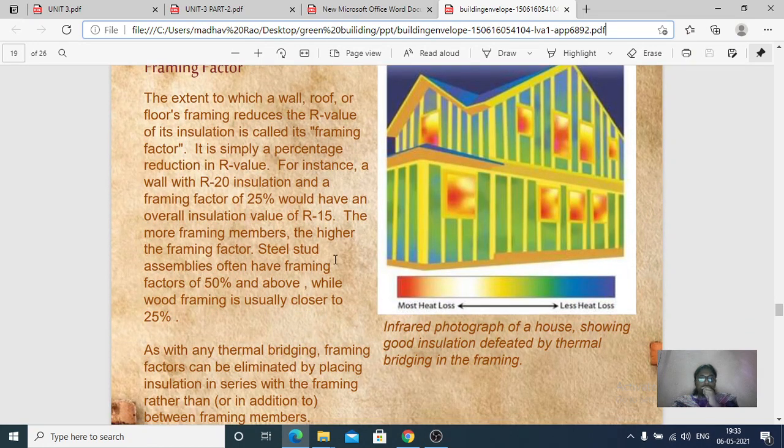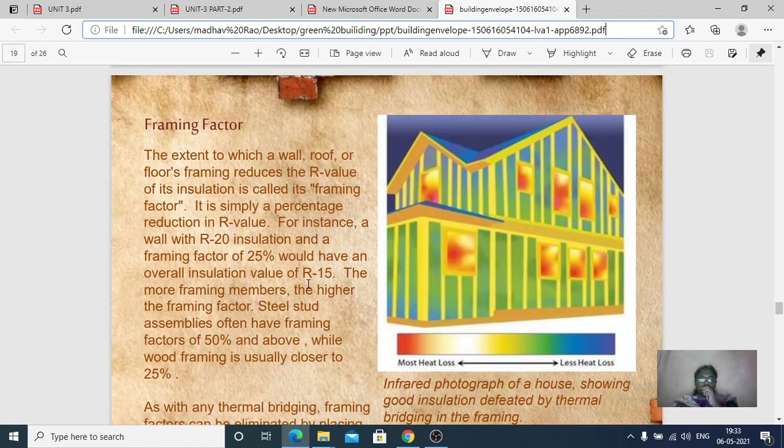Framing factor. So right, this is the case study. Why I am using case studies is that, instead of telling you directly, if I go for the case studies, you will be able to understand. So for that I am using all the case studies here.